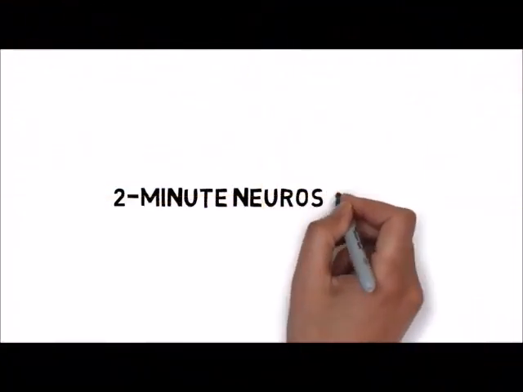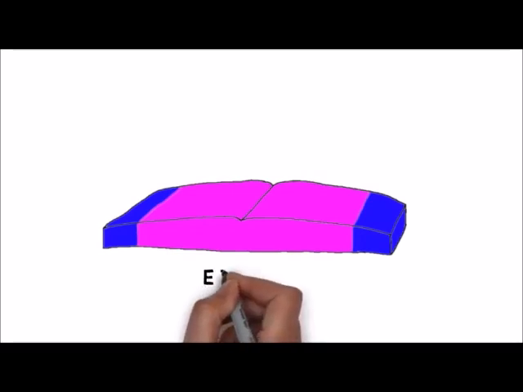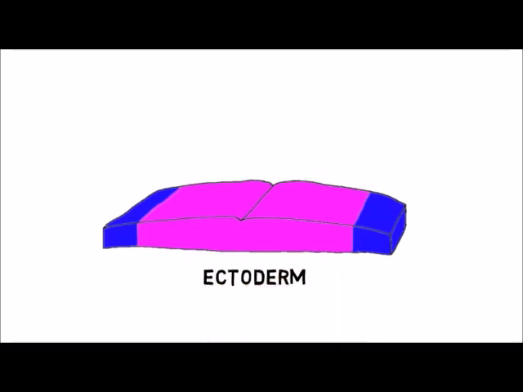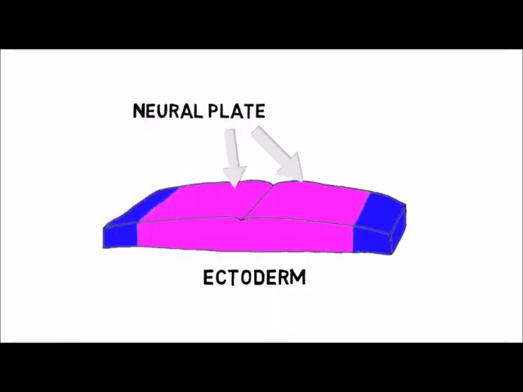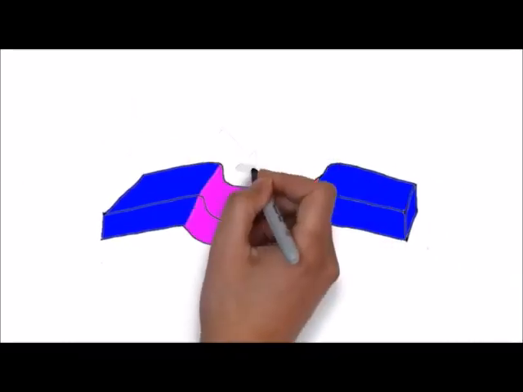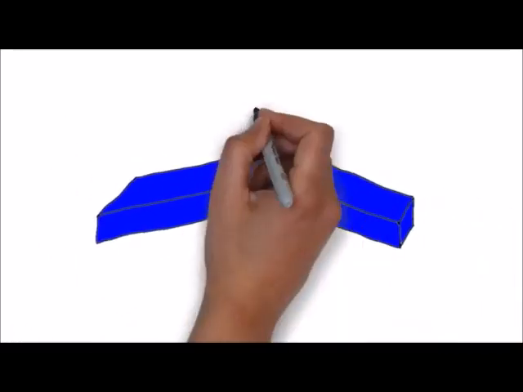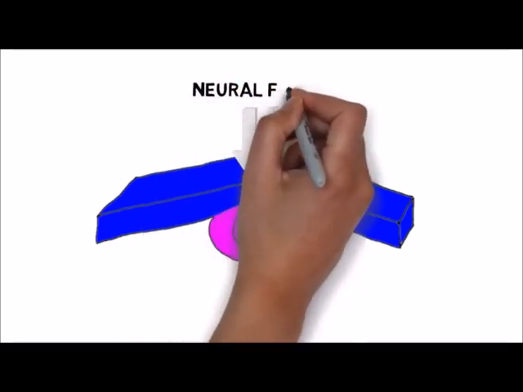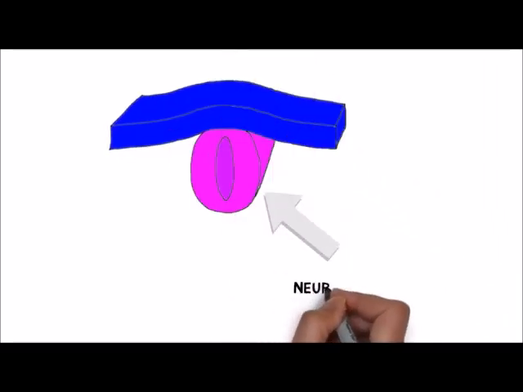Welcome to 2-Minute Neuroscience, where I simplistically explain neuroscience topics in 2 minutes or less. In this installment, I will discuss early neural development. The development of the nervous system begins at around the 3rd week of embryonic development, when an area of the ectoderm, or the outer tissue layer of the embryo, thickens and forms what is known as the neural plate. This plate begins to fold inward, forming a groove called the neural groove. The sides of the neural groove, known as the neural folds, begin to come together. At the end of the 3rd week, the folds will begin to fuse together. By the end of the 4th week, they have completely fused together to form the neural tube, which will eventually become the brain and the spinal cord.